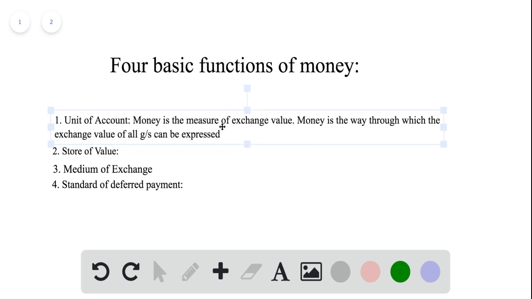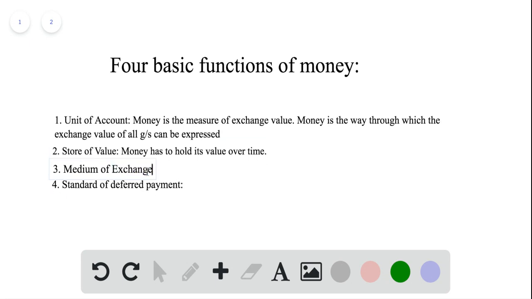Now moving on to store of value. So basically, in order for something, money, to be a medium of exchange, money has to hold its value over time. If money couldn't be stored or held for some period of time and still remain valuable, it basically wouldn't solve what we call the double coincidence of wants, and therefore wouldn't be a medium of exchange.